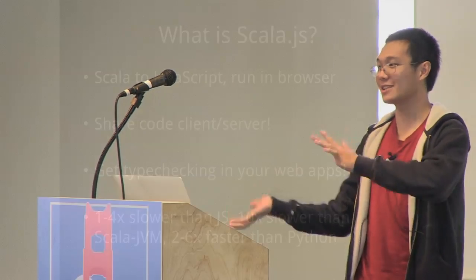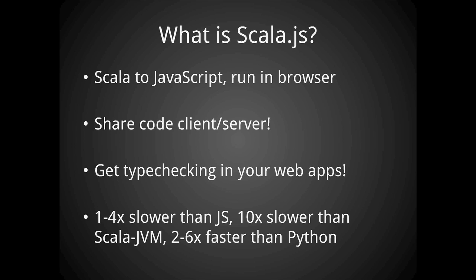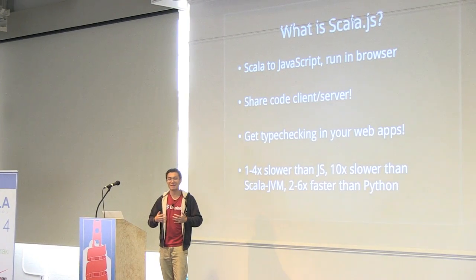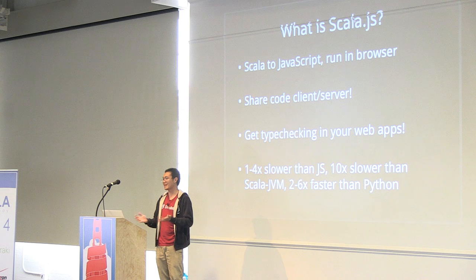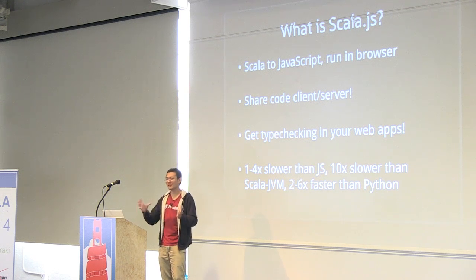Scala.js is a Scala to JavaScript compiler which lets you take your Scala source code, compile it to JavaScript, and then run it in the web browser like any other JavaScript. So it lets you do cool things like share your source code between client and server, or get type checking in your web apps, which are traditionally made with something like JavaScript or CoffeeScript, which are kind of soft, squishy languages that keep making mistakes.